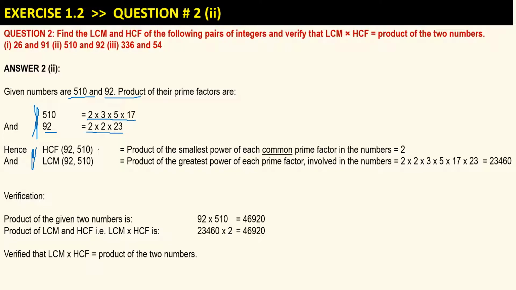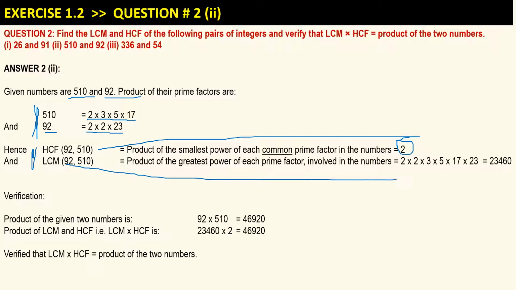So HCF for 92 and 510 will be 2, and the LCM for the two numbers will be 2 multiplied by 2 multiplied by 3 multiplied by 5 multiplied by 17 multiplied by 23, which will be equal to 23,460. So this we have found out the HCF and LCM. But now let's do the verification.